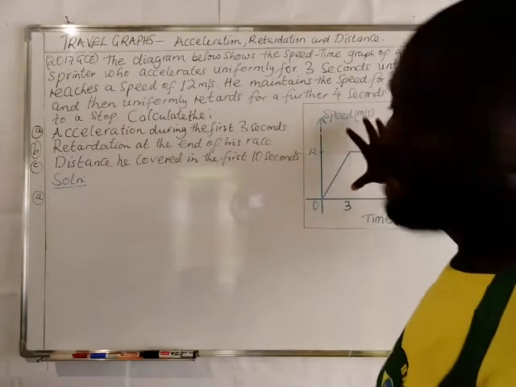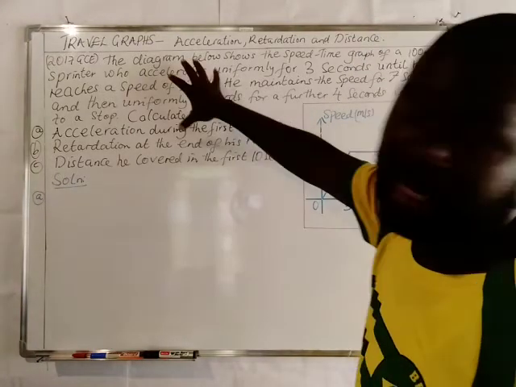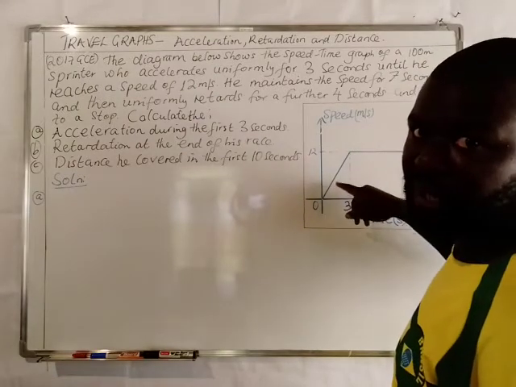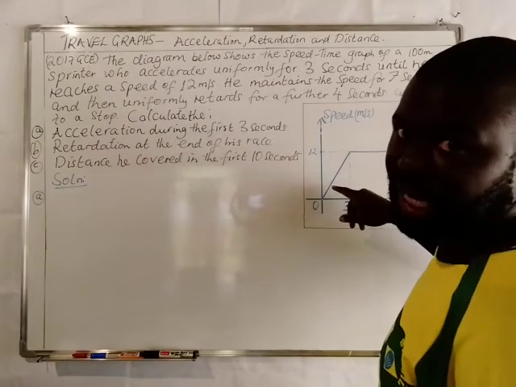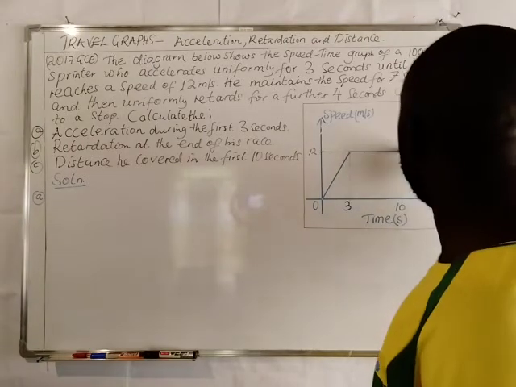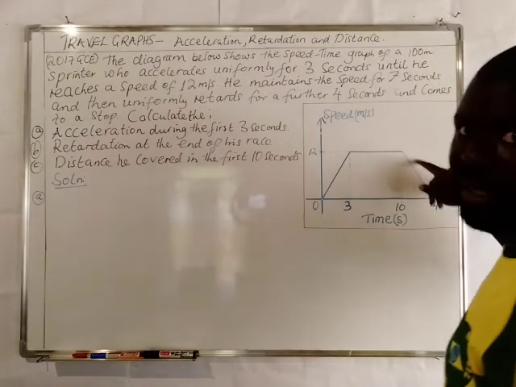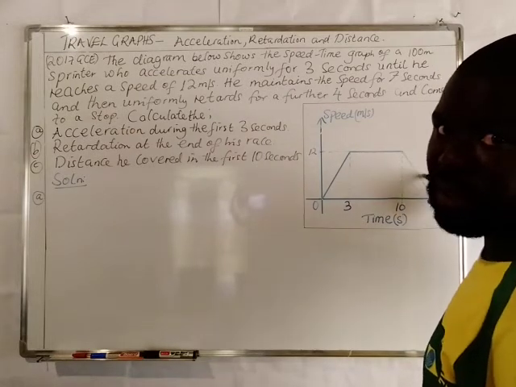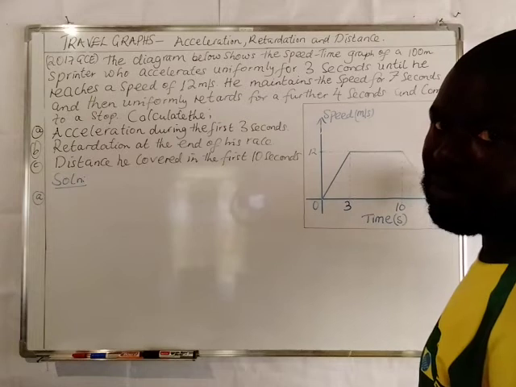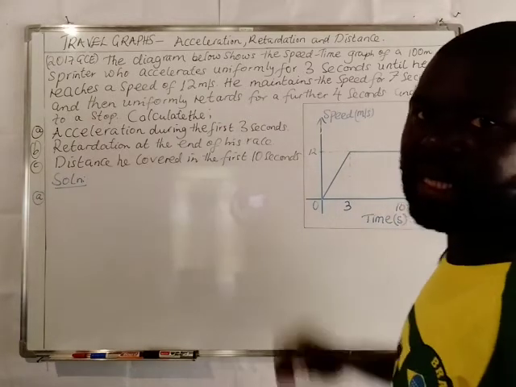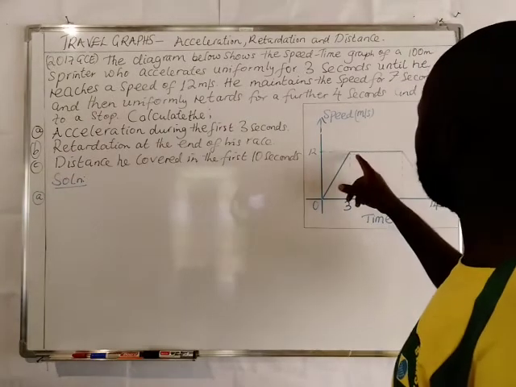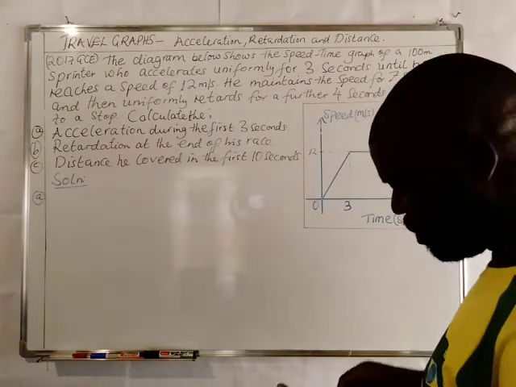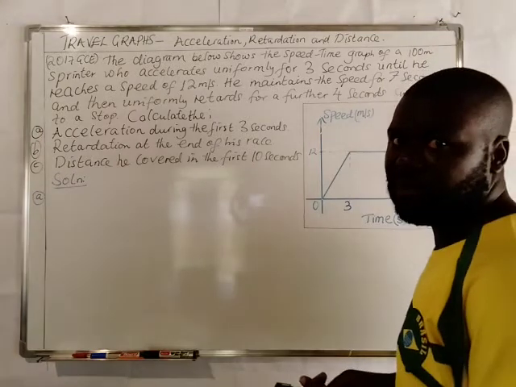So, this is the graphical representation of this statement. You can see this line which slants upwards to the right, it talks about acceleration. Then this line towards the end of the race, which slants downwards to the right, is a graphical representation of retardation or deceleration. Then this horizontal line talks about constant velocity.